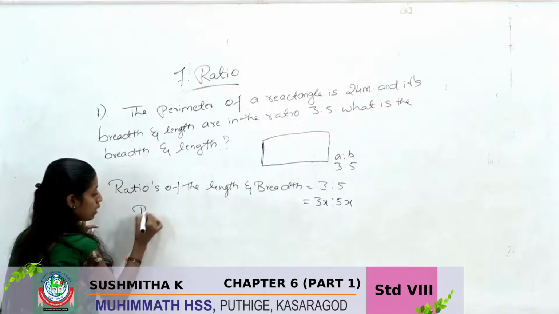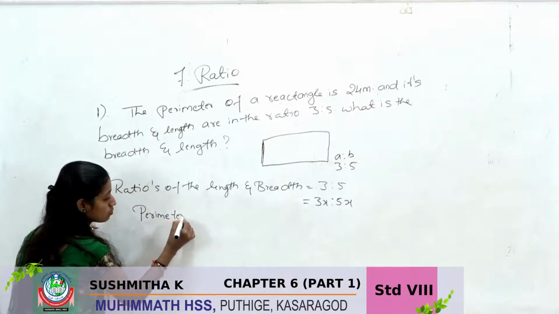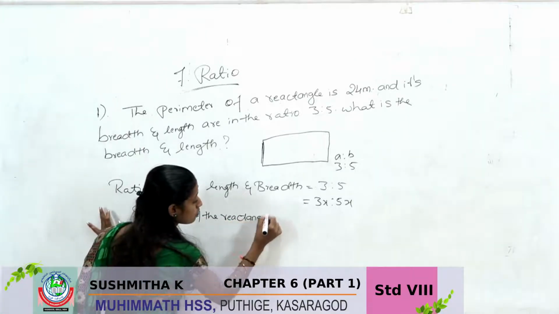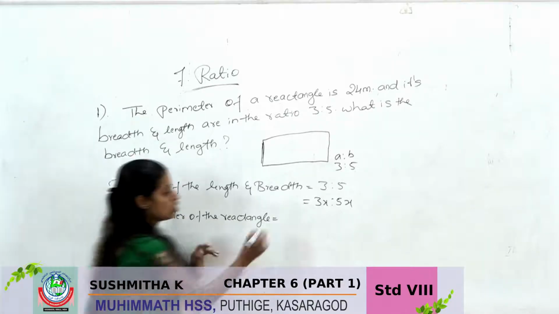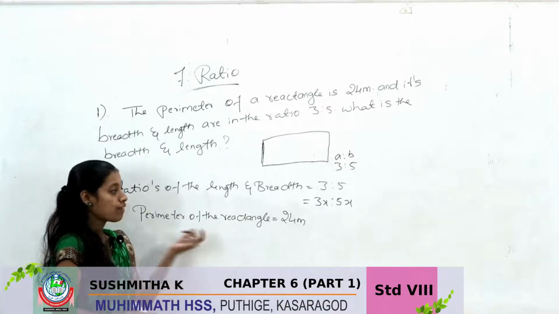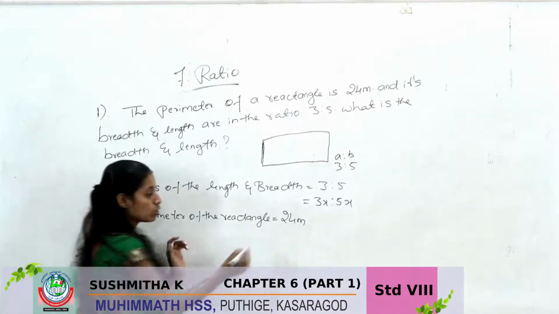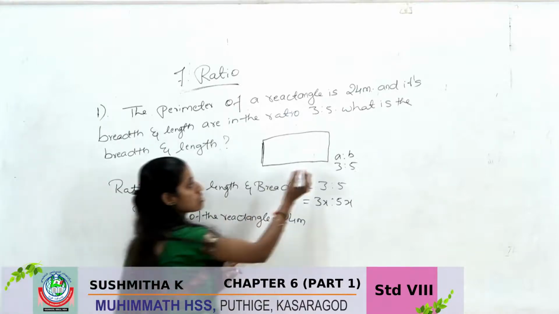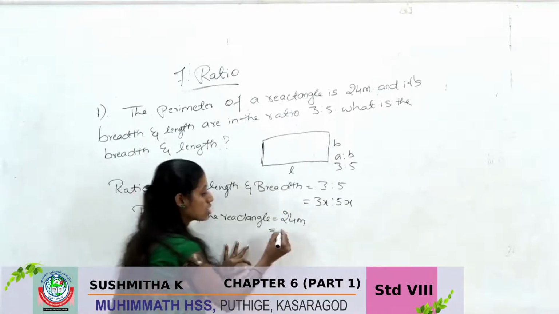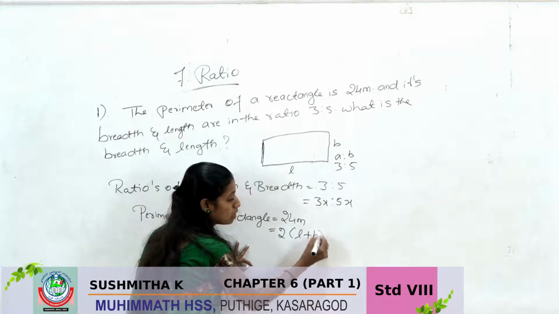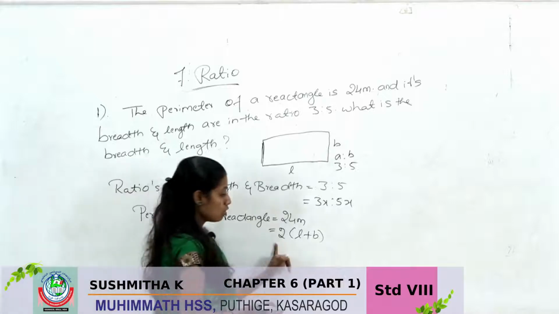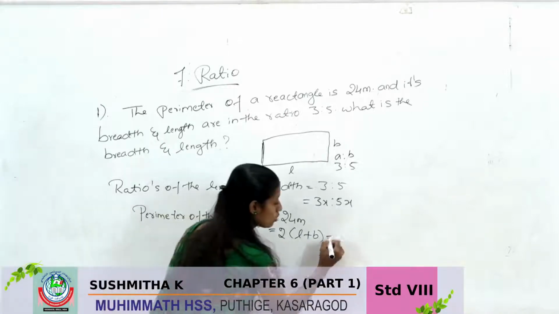Then the perimeter of the rectangle is 24 meter. What is the equation to find the perimeter of the rectangle? So we know that the perimeter of the rectangle, this is the breadth and this is the length, is 2 into (L plus B), that is 2 into (length plus breadth). So the perimeter of the rectangle is equal to 24 meter.